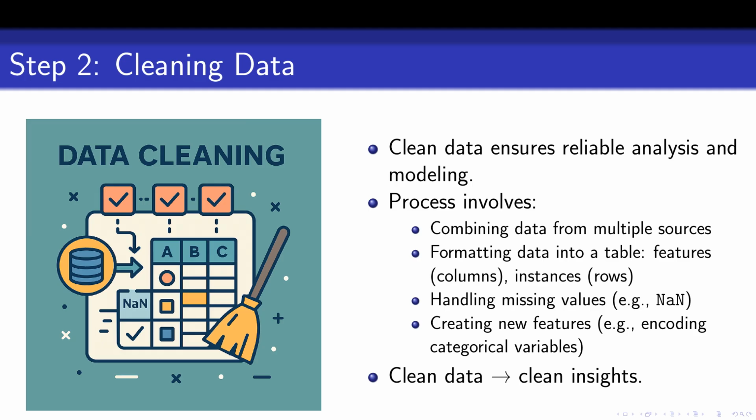It's also common to encounter missing values, often labeled as not a number, which need to be addressed through methods like imputation or deletion. Additionally, we may create new features by transforming existing data, for example, converting text categories into numerical codes. All of these steps are essential for preparing the data for modeling. As the saying goes, garbage in, garbage out. Without clean data, even the most sophisticated models won't produce meaningful results.